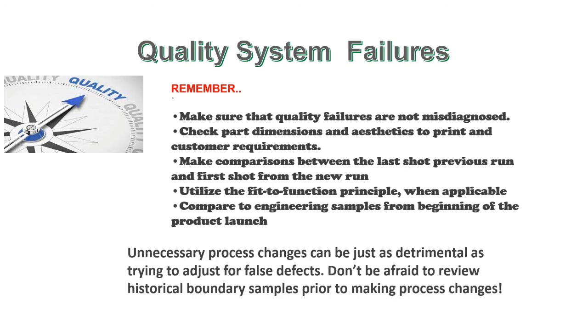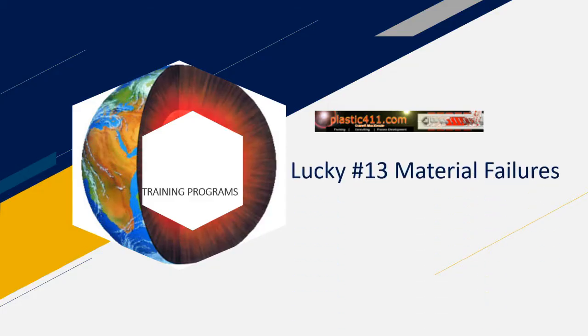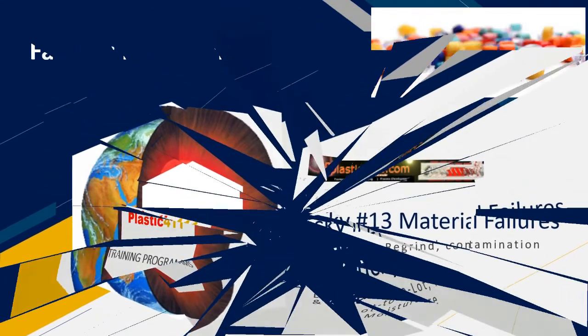Unnecessary process changes can be just as detrimental as trying to adjust for false defects. So don't be afraid to review historical boundary samples prior to making process changes. Next we have lucky number 13, which would be material failures. We're going to discuss lot-to-lot, regrind, contamination, and moisture.